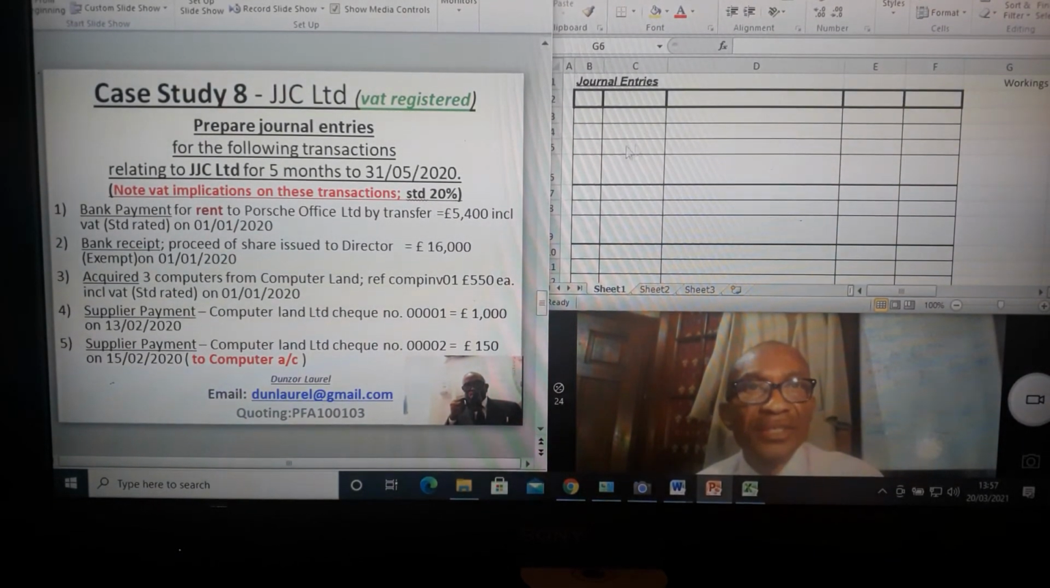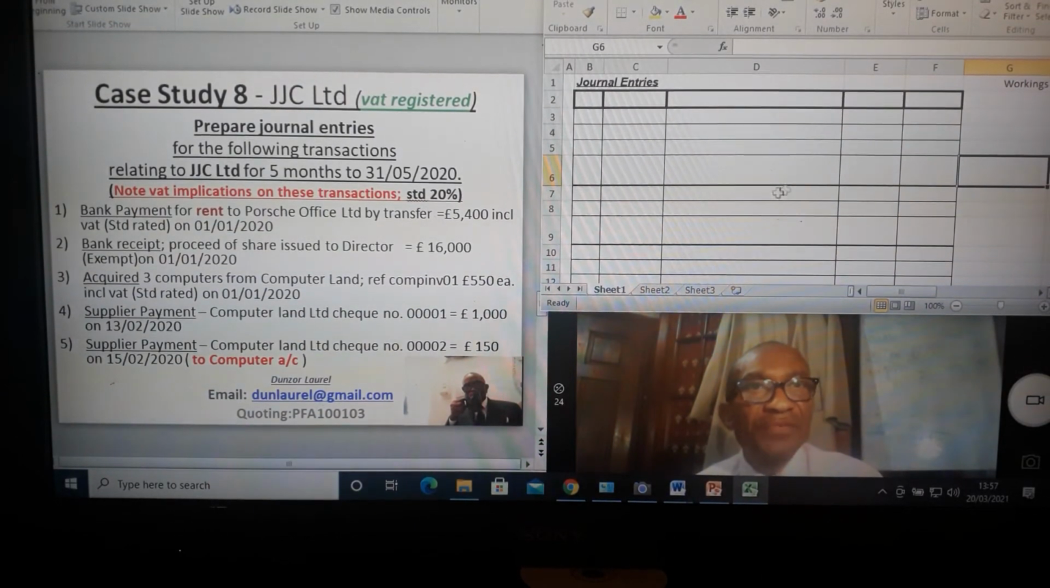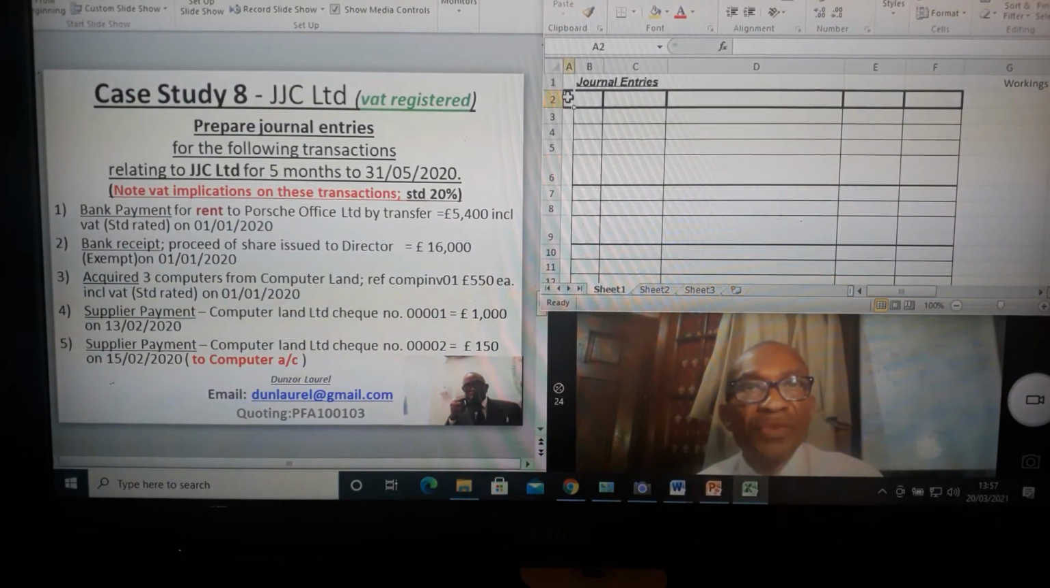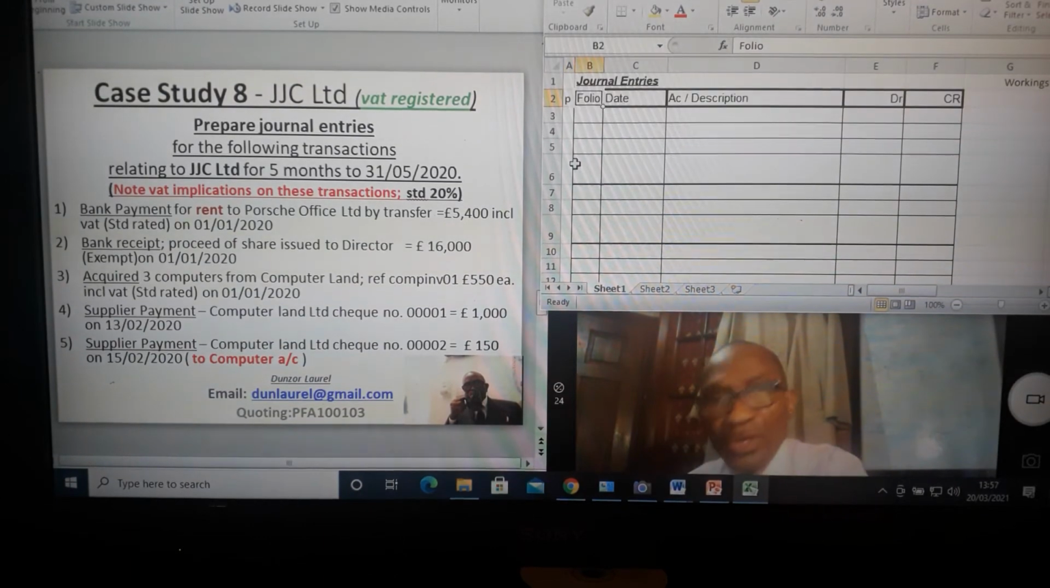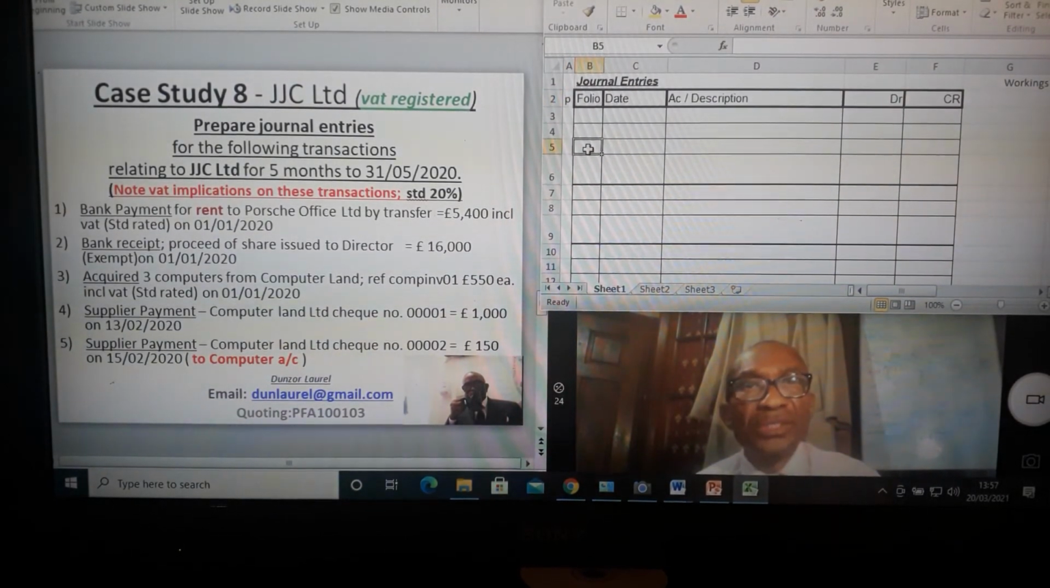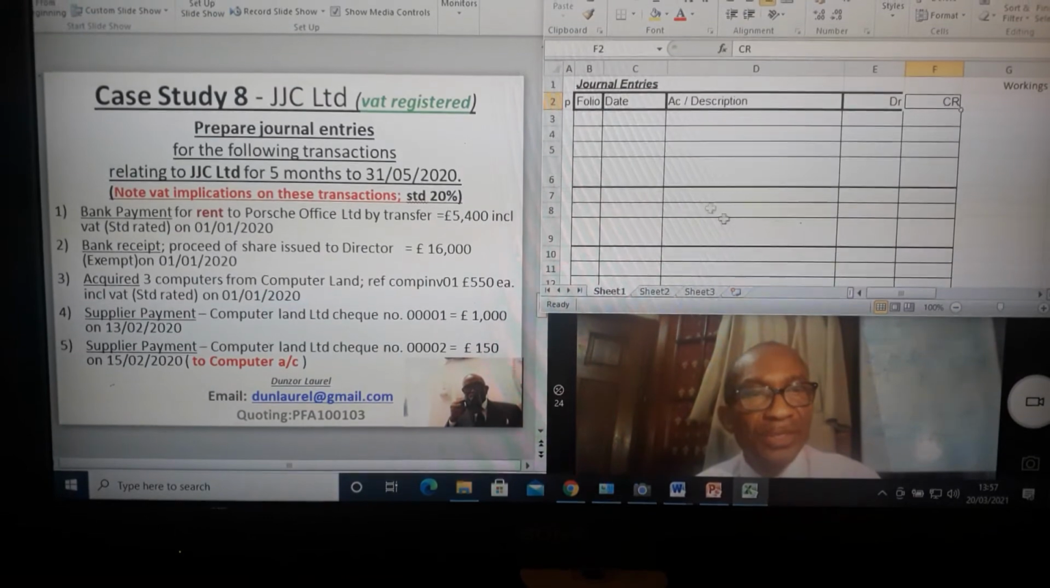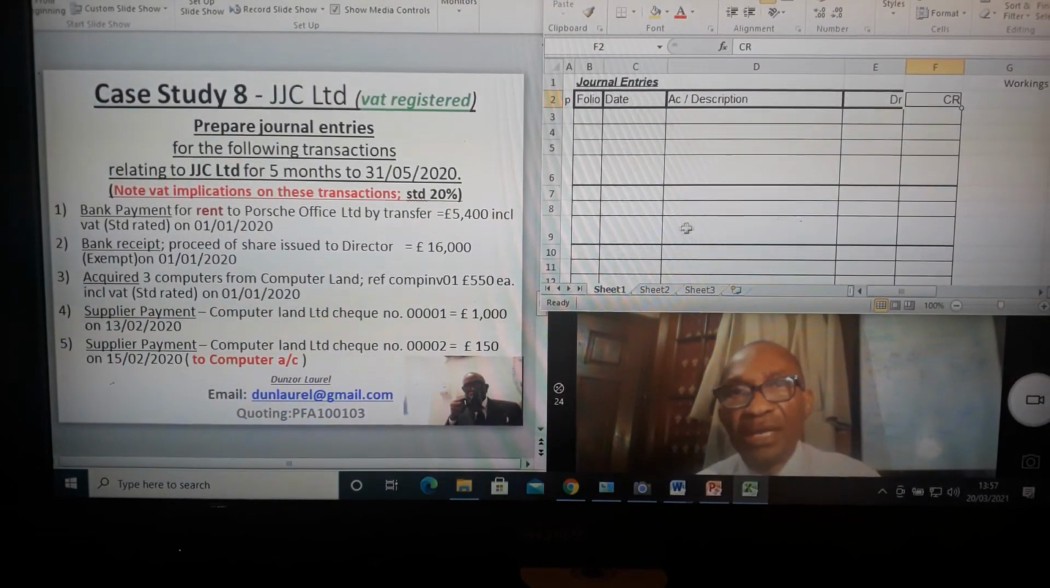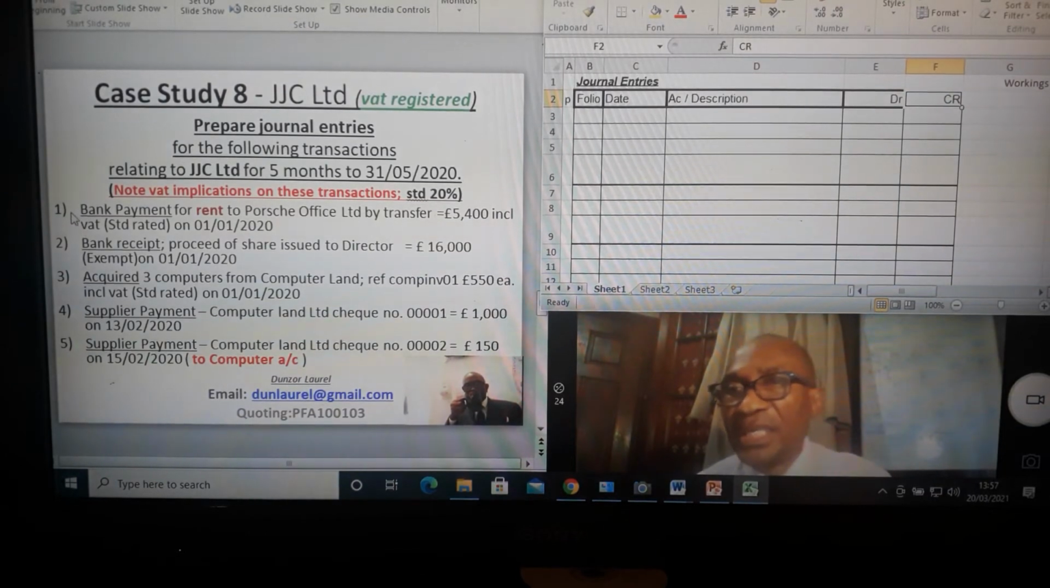All right. So here is the format for a journal entry. Let me quickly head it so we know how it looks. In a typical journal entry, you have the folio, the date, the account and description, and debit or credit. So that's the way you lay out your journal entry. Let me quickly do this for one question here for want of time.